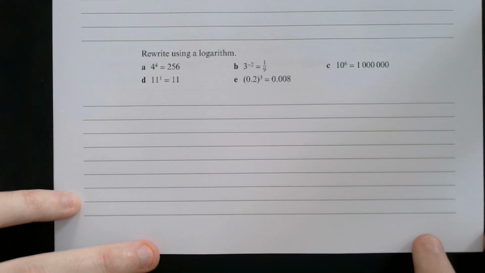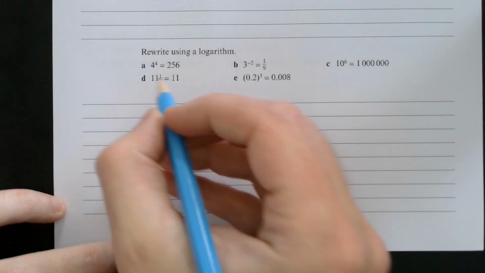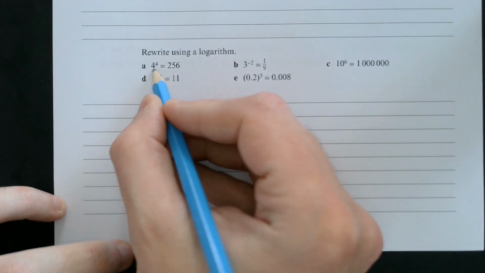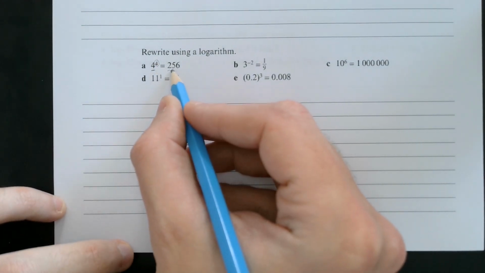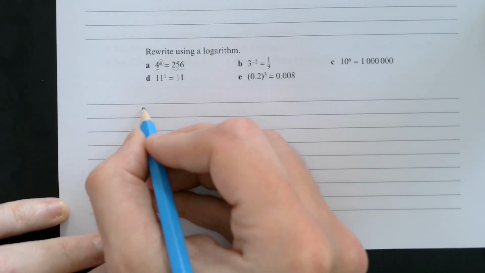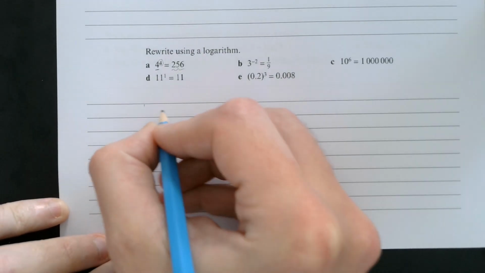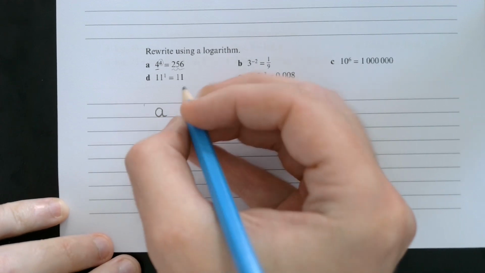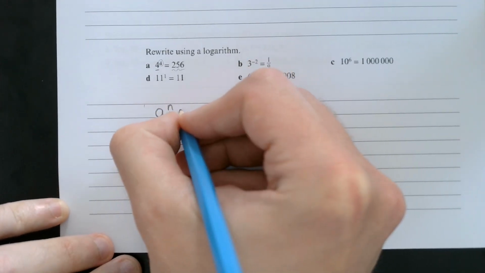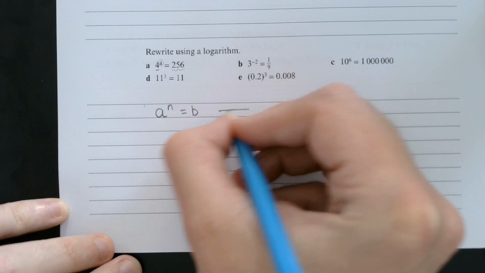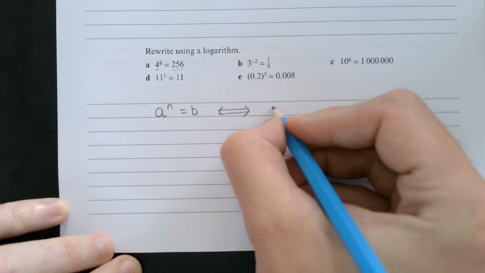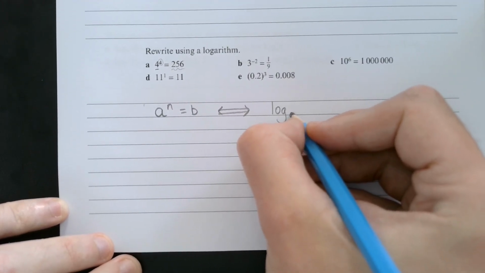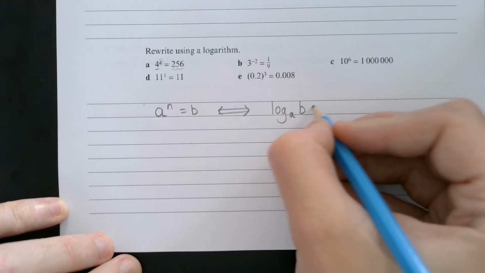Rewriting using a logarithm. This is the base, this is the power, and then I'll call this the answer. So when you rewrite that, if I call this a to the power of n equals b, then that gets rewritten as log base a of b equals n.